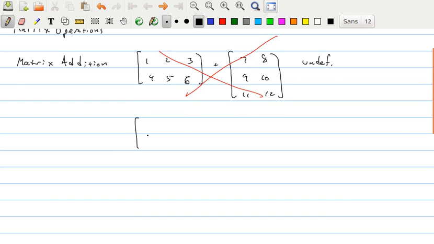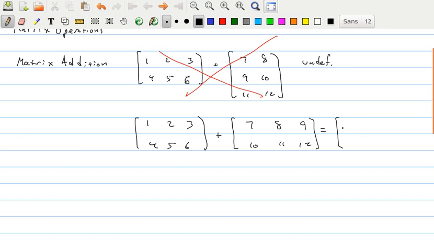However, if we've got 1, 2, 3, 4, 5, 6, plus, and the other matrix has the same number of rows and columns, say 7, 8, 9, 10, 11, 12. Now these two we can add together, and we add these component-wise. So this matrix has 2 rows and 3 columns. It's a 2 by 3 matrix. This has 2 rows and 3 columns. So the answer, the sum of these two has to have 2 rows and 3 columns.